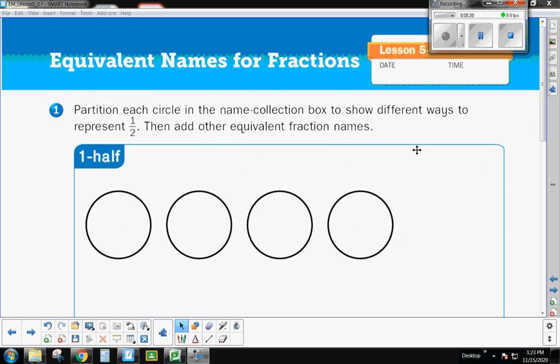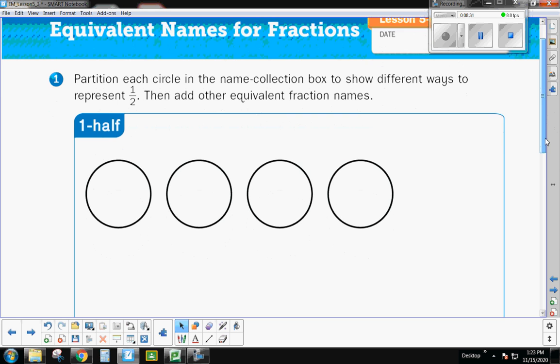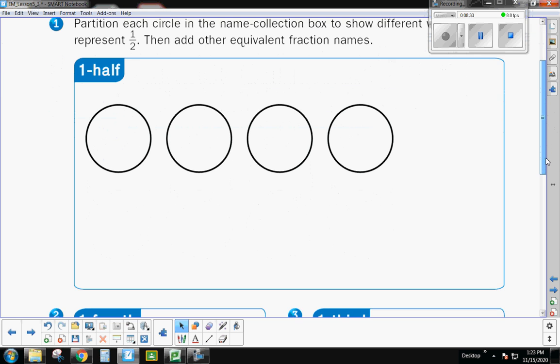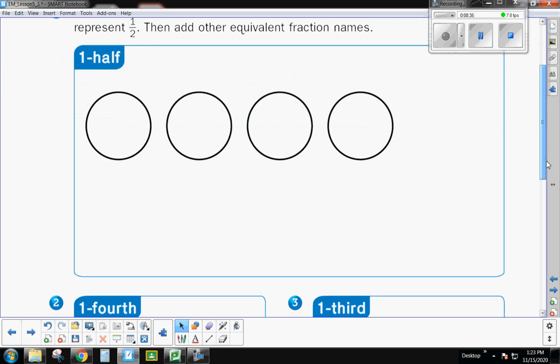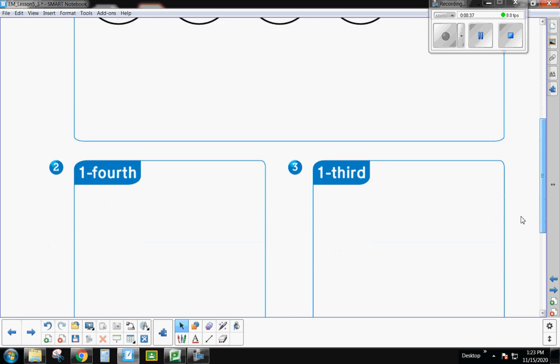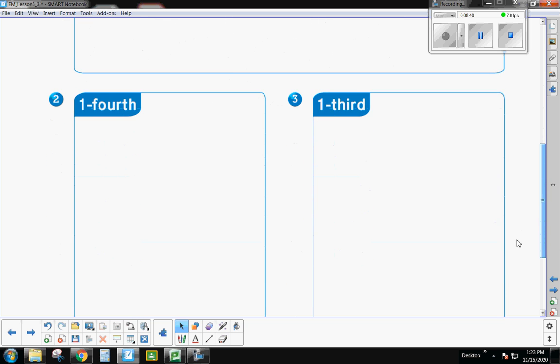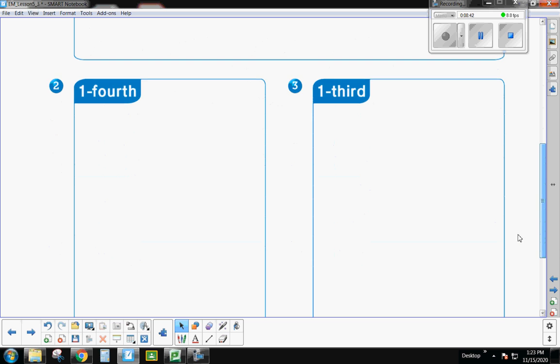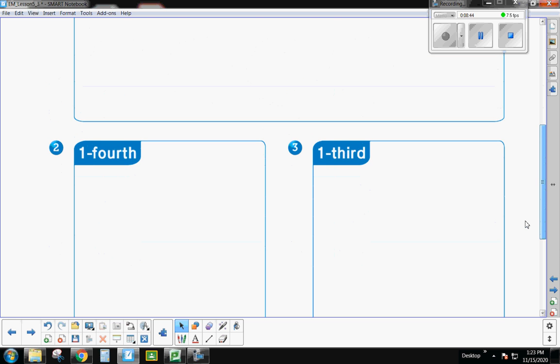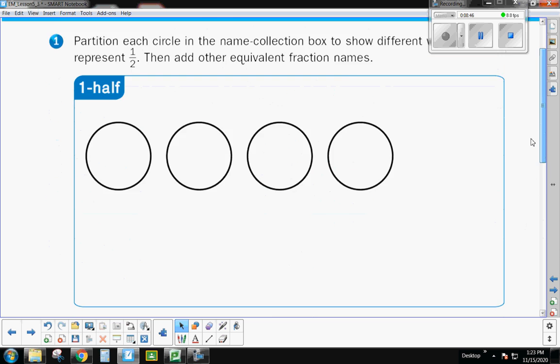Okay, let's turn to page 157. We are going to find some equivalent names for fractions. So they gave you some name collection boxes here, and in one box you're supposed to make as many fractions as you can that equal 1/2. In number 2, you're going to find as many as you can that equal 1/4. And in number 3, you're going to find as many fractions as you can that equal 1/3.